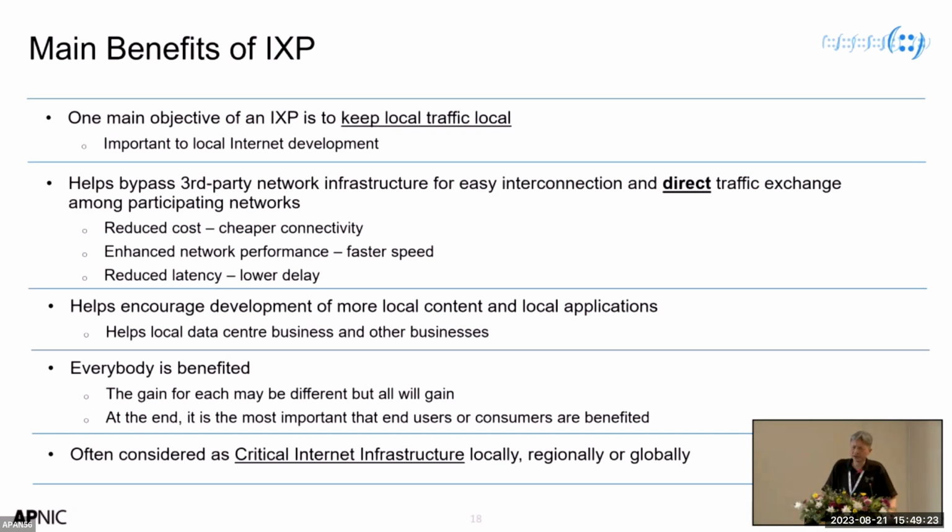Sometimes, for certain economies or countries, if the government wants to do more regulation, they may classify an IX as critical internet infrastructure. Sometimes it's good, sometimes it's not good. If an IX is classified as critical internet infrastructure, you may be able to get more funding, but at the same time, you may have more regulation, meaning that you need to meet certain requirements. Sometimes it's good, sometimes it's bad.